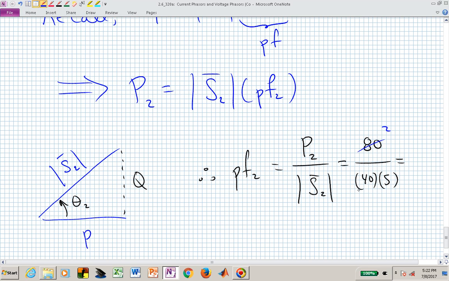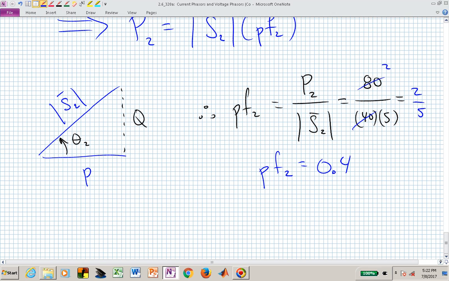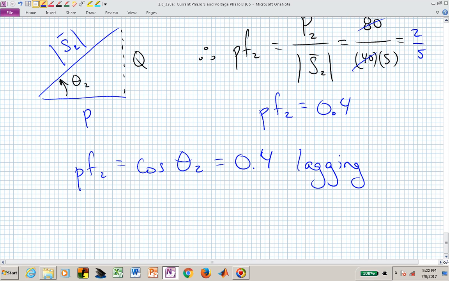40 goes into 80 2 times. So now we have 2/5, or power factor of load 2 is now 4/10. So with power factor 2 equaling the cosine of theta sub 2, and we know that it was inductive, so that we know that the current is lagging the voltage. That gives us the sine of theta sub 2, which is why I could draw Q showing positive up above.